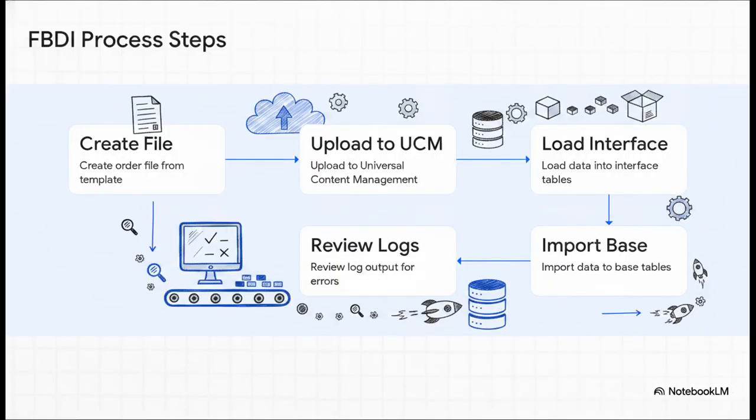Now, if you're using FBDI, your data moves along what is essentially a rigorous 5-step factory line. You start off by creating your order file from a provided template. Then you upload that whole package to a Universal Content Management account. From there, you run a scheduled process to load the data into your interface tables, and then another process to import it straight into the base tables. Finally, you just review the log output to confirm which orders succeeded and to troubleshoot any errors that popped up.